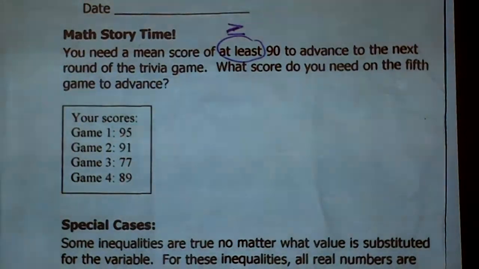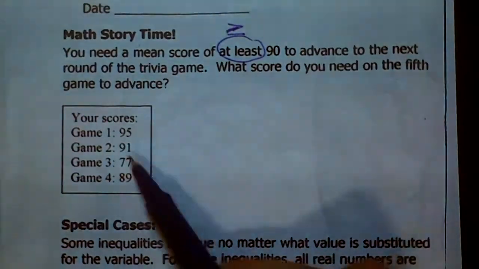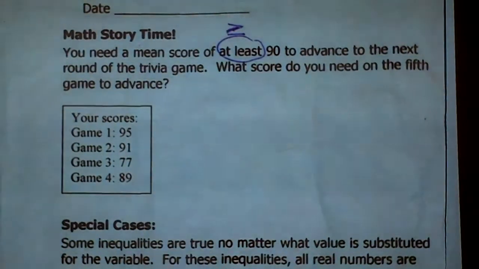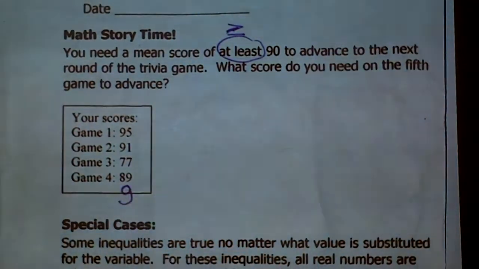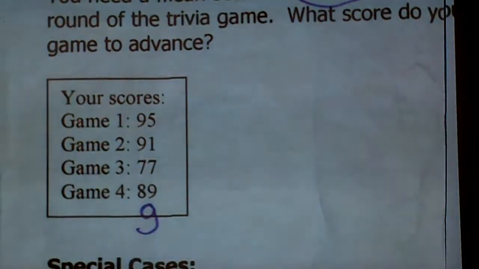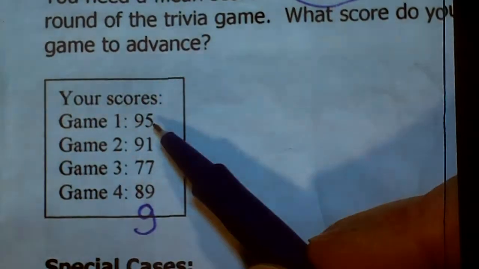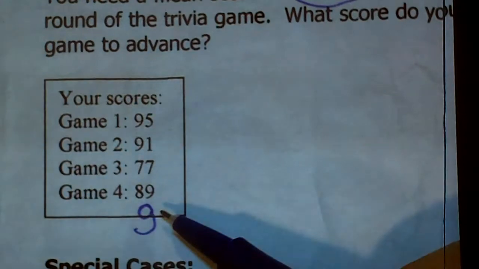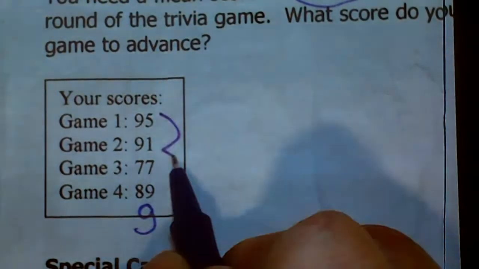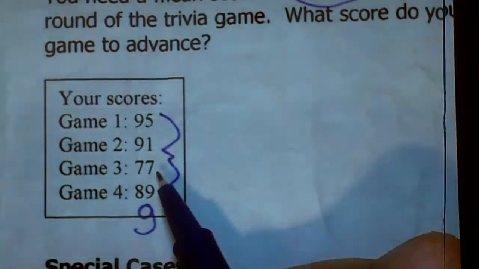Now to find an average, don't you add them all up and divide by how many you added? You're only given 4 here. I want to know what the 5th one is. So maybe game 5 we can call G for game 5. Why not? Okay, so to find an average, we're supposed to add them all up and divide by the number we added. So what I would do is I would take 95 plus 91 plus 77 plus 89. Add up those 4 that you do know. And when you add up all of those numbers, you get 352.